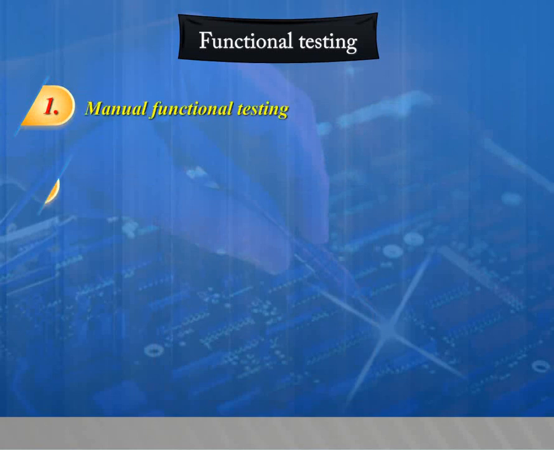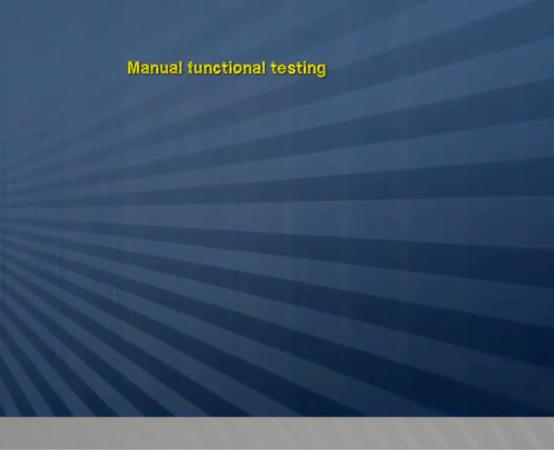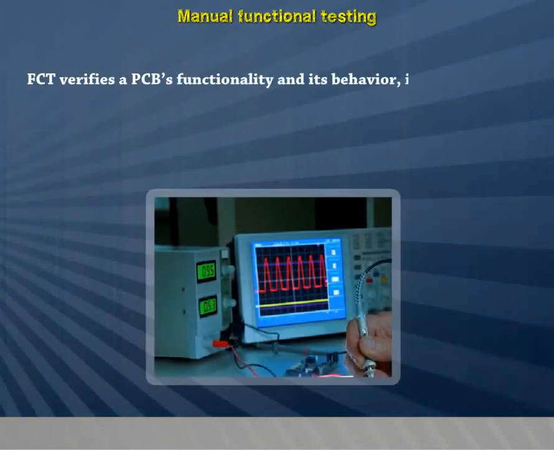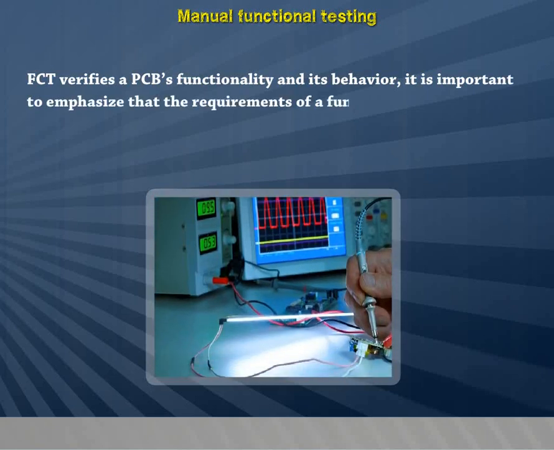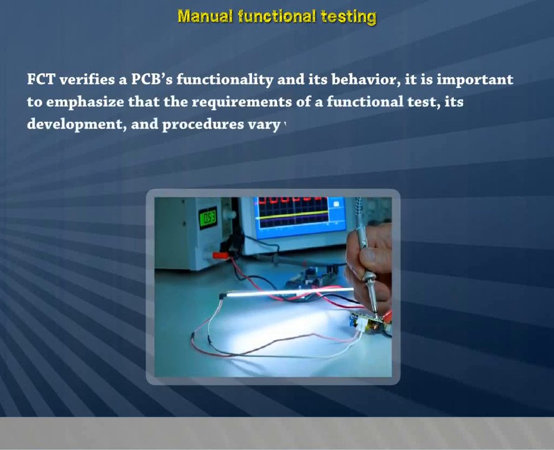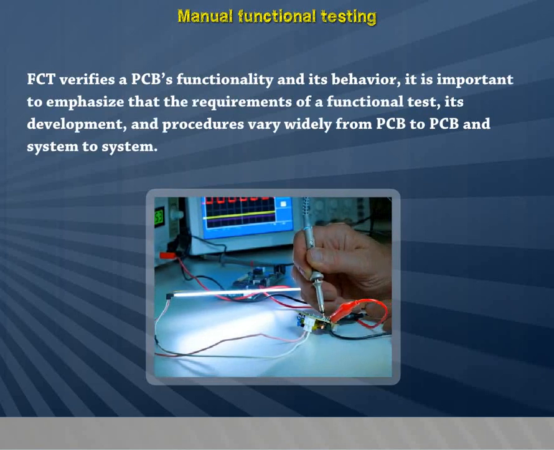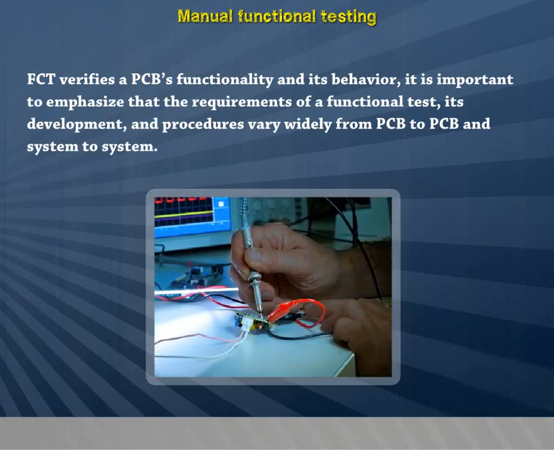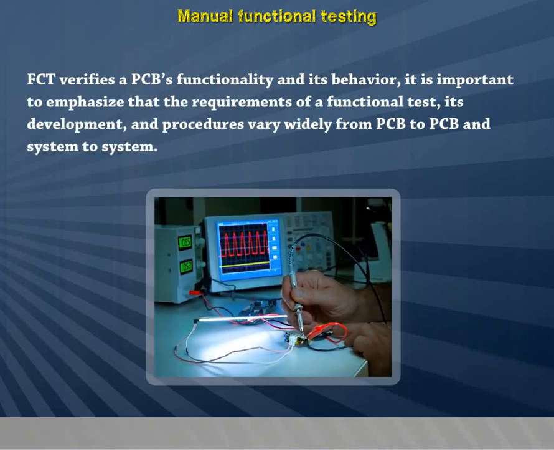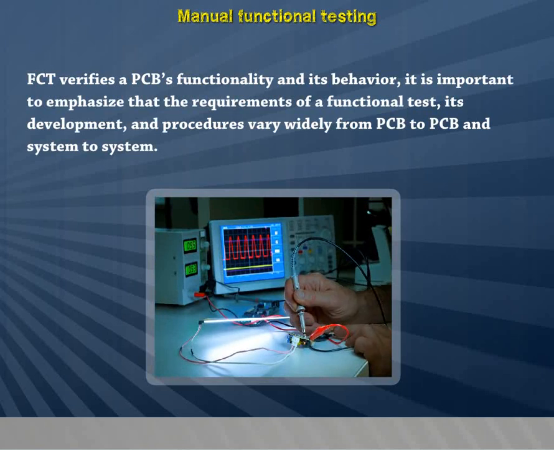Manual functional testing, automatic functional testing. Manual functional testing. FCT verifies a PCB's functionality and its behavior. It is important to emphasize that the requirements of a functional test, its development and procedures vary widely from PCB to PCB and system to system.